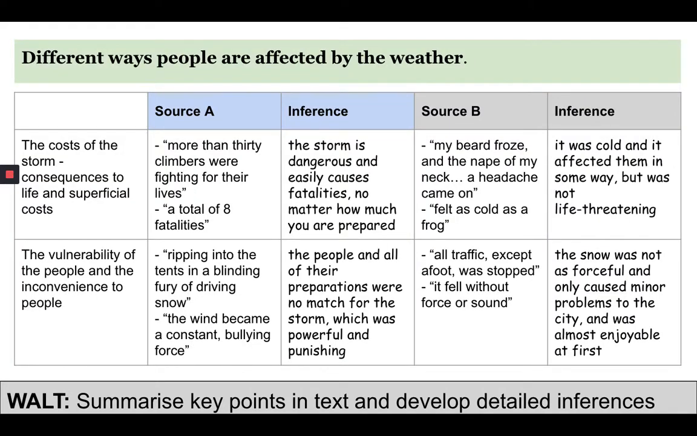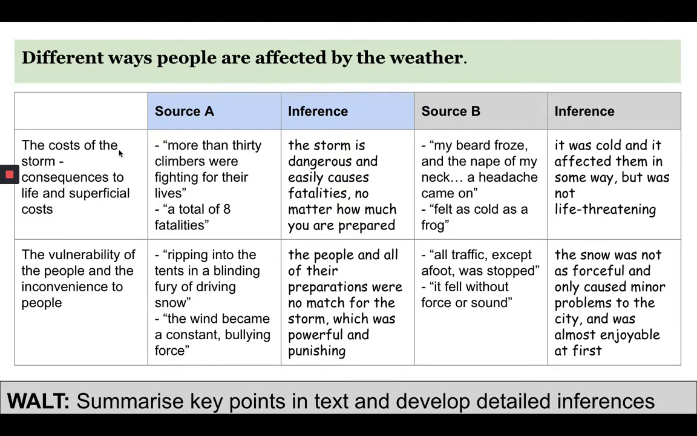So thinking about what you would do. When I was reading it, I underlined some evidence. So the cost of the storm, the consequences of it. In source A, there's a consequence to life. In source B, though, it's quite a superficial cost as well. Another point: how vulnerable people are in source A versus the inconvenience of it. Like I said, all traffic stopped. So I went through and I was underlining key information. And the next thing you want to try and do is to think about the inferences. So what does it suggest?